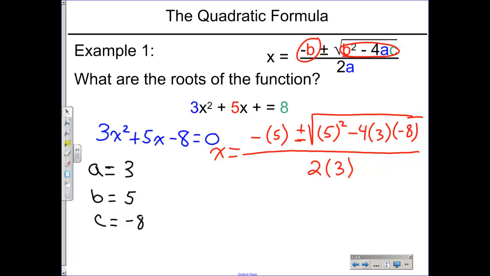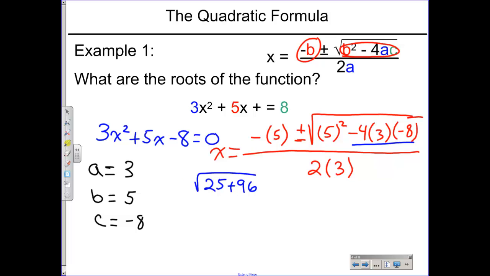So we have to do normal PEMDAS when evaluating this. We have to go underneath the radical sign and do that first. So we've got 5 squared, which is going to be 25, minus, and use your calculator to calculate this part of it, 4 times, it's actually a negative 4, times 3 times negative 8, and that's going to give you a positive 96. So I'm going to change that from minus to plus 96.